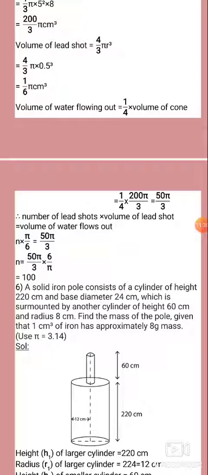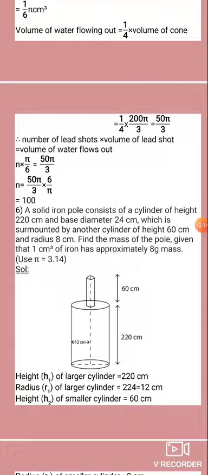Now a solid iron pole consists of a cylinder of height 220 centimeter and base diameter 24 centimeter, which is surmounted by another cylinder of height 60 centimeter and radius 8 centimeter. Find the mass of the pole given that 1 centimeter cube of iron has approximately 8 gram mass. Use pi is equal to 3.14.